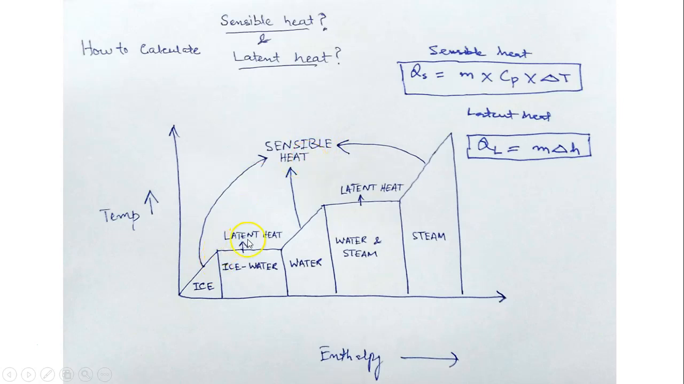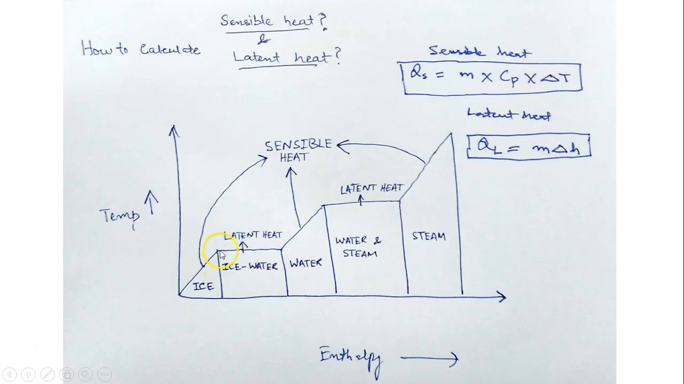However, for latent heat, there is no increase in temperature. The temperature remains constant with the addition of extra heat. This is because the extra heat supplied is used for conversion of one state to another state.